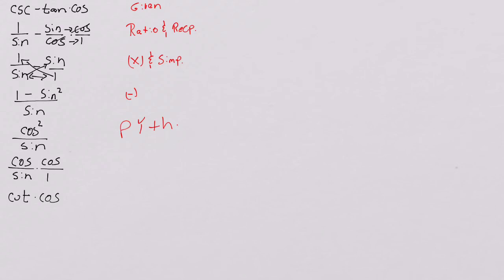From here to here, we used the Pythagorean identity. And then we just simply rewrote cosine squared over sine. And then our very last step, all we used was the ratio identity. So this allows you to justify all of your answers. And that is letter B.